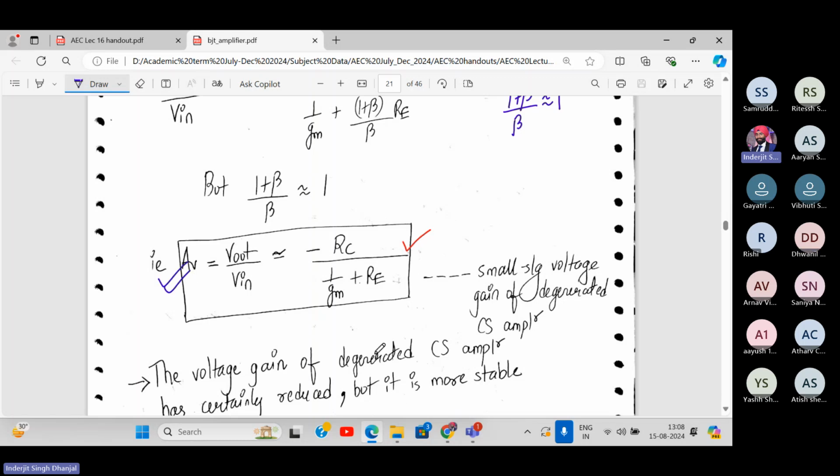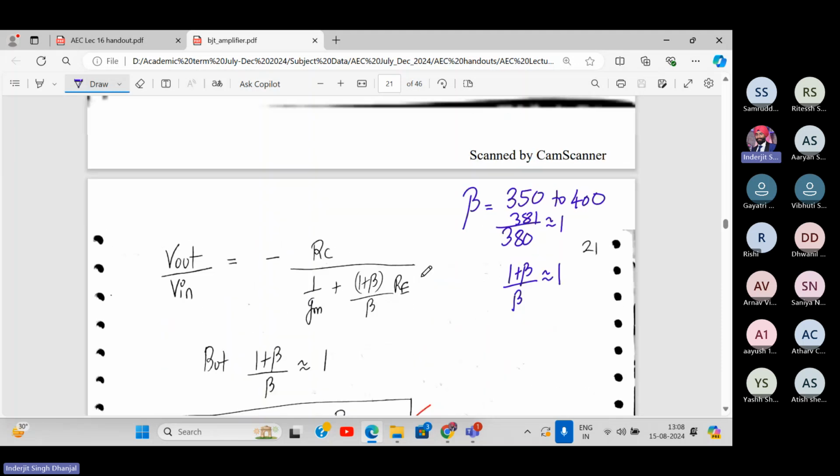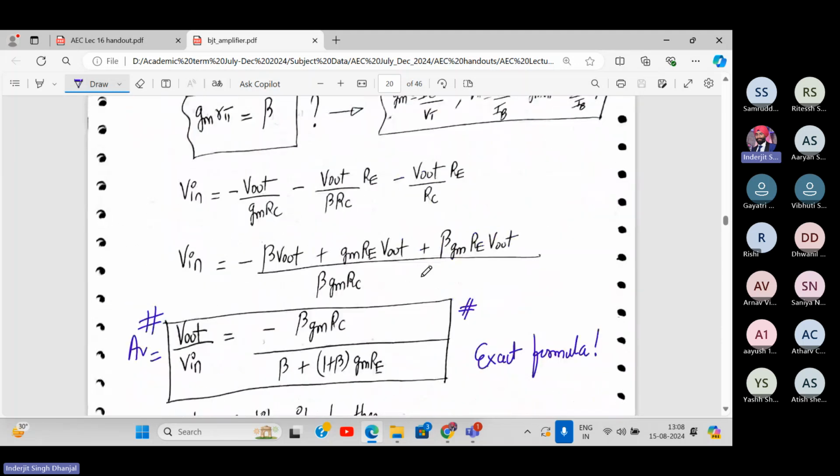So you go through this derivation, sir, and we'll arrive at this voltage gain formula. So you go through this derivation.